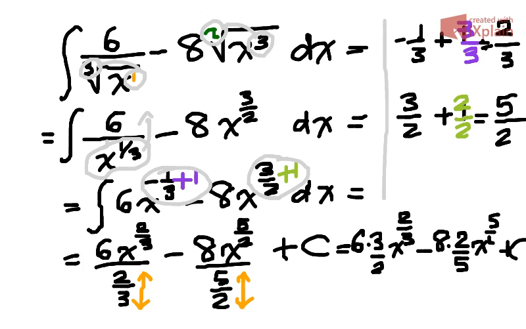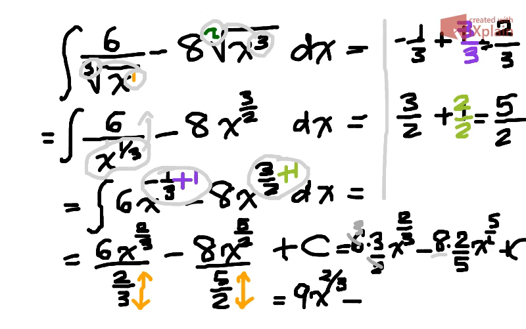So some simplifying is needed here. We can say 6 divided by 2 there is 3. So we have 3 times 3 is 9. We'll put the answer right here on the bottom. So 3 times 3 is 9. We have 9x to the 2/3 minus 8 times 2/5.